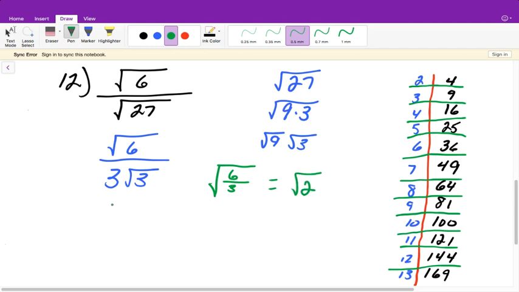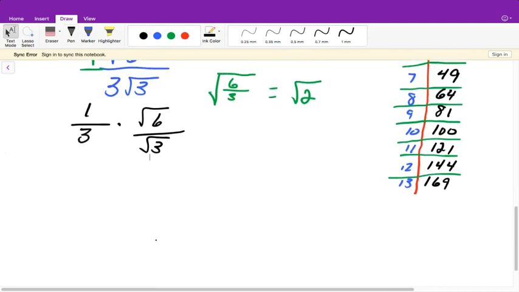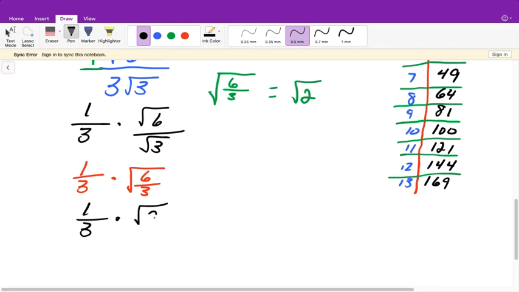So that means when we break these apart, remember, when we have just a radical, if we're looking at the whole number out front and there's nothing written, it's understood to be 1. So we can rewrite this as 1 over 3 times the square root of 6 over the square root of 3. And then, since these indices are the same, we can rewrite it as 1 over 3 times the square root of 6 over 3, which is then going to reduce to 1 over 3 times the square root of 2.